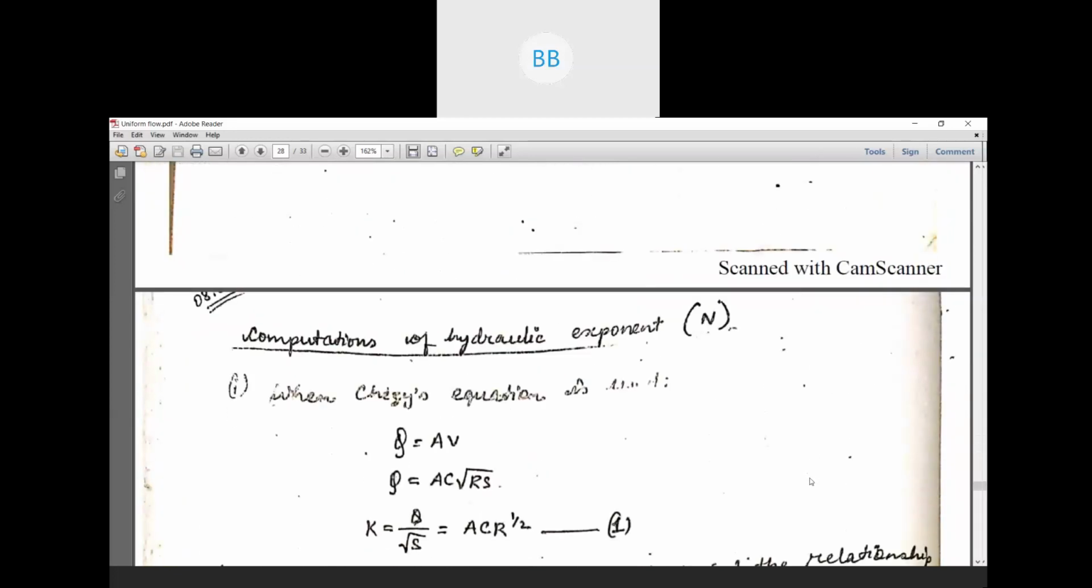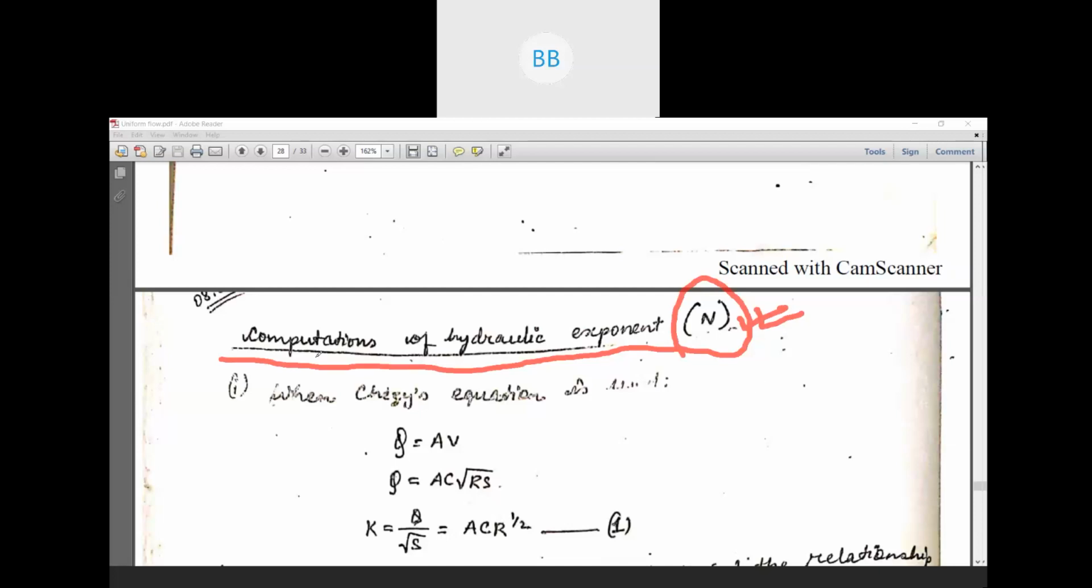Okay, so next topic is computation of the hydraulic exponent capital N. This is our next topic. We are going to derive an expression for capital N. N is nothing but your hydraulic exponent.